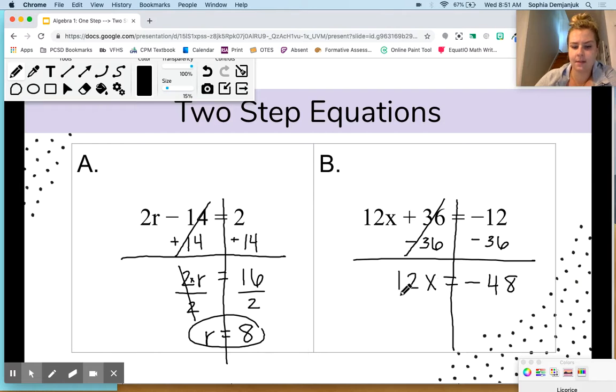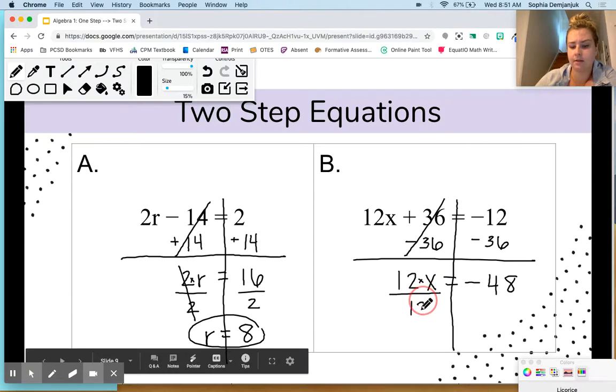I want to get the x piece all by itself. Again, 12 is being multiplied by the x, so I need to do the opposite and divide it off. X equals negative 48 divided by 12. Leaves me with negative 4.